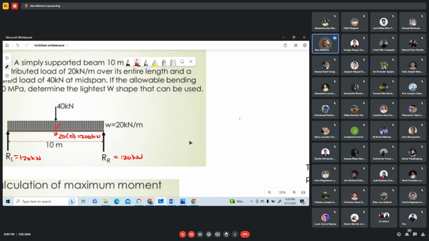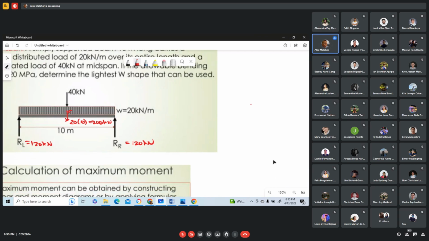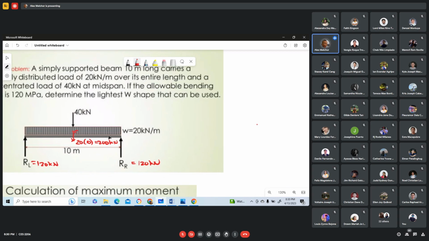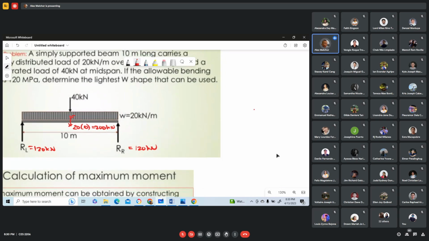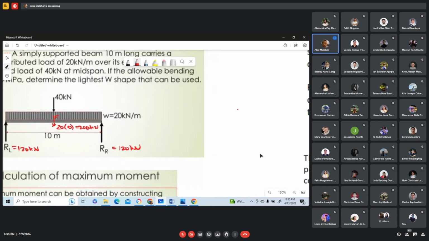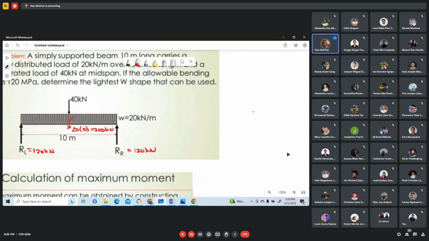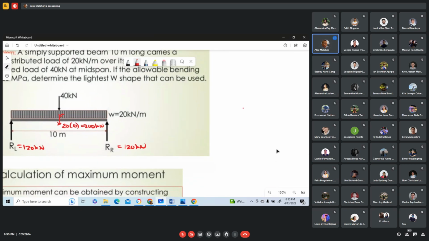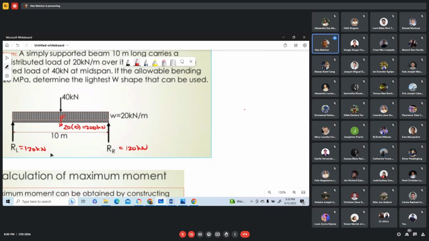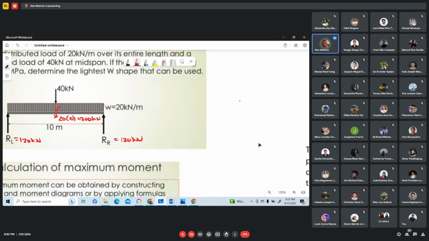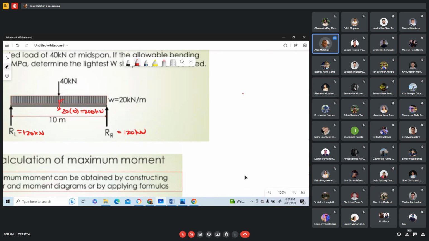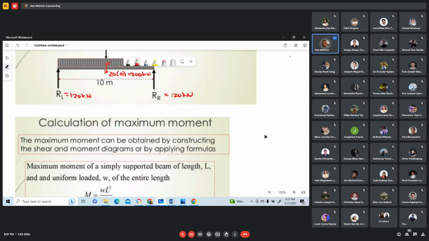After we solve for the reactions, we are going to find the maximum moment due to the loading. How do you solve for the maximum moment? Where do you think is the location of the section where we have the maximum moment? It will be located at the center because it is symmetrical. But you can verify that by constructing the shear and moment diagrams. We'll try to find out.